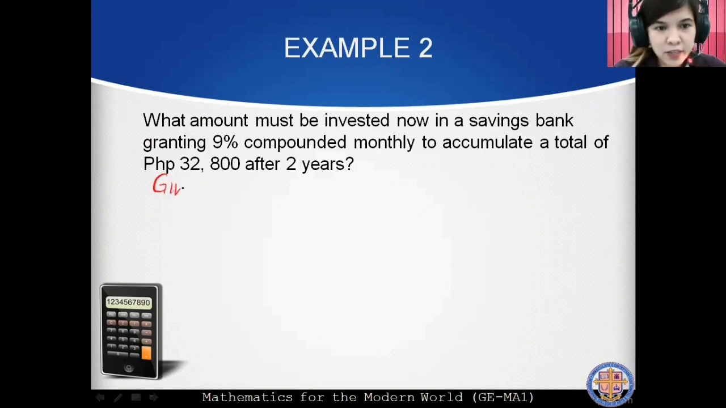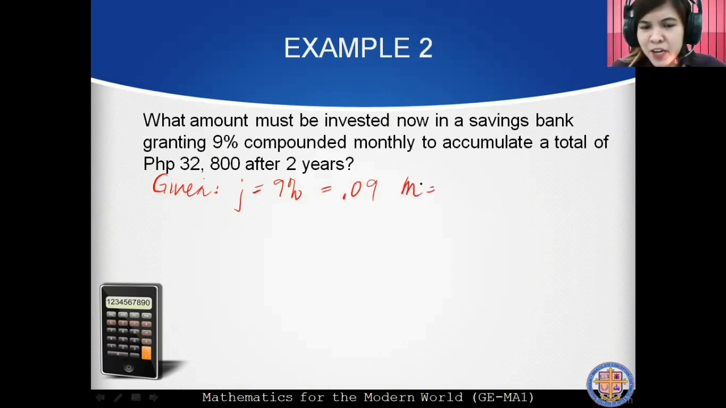What amount must be invested in a savings bank granting 9% compounded monthly? So we have the J, the compound interest rate of 9% converted into decimal, which will become 0.09. Compounded monthly, so our M now here is 12, because compounded monthly is our conversion period. To accumulate a total of 32,800 after 2 years. So we have the time, 2 years.